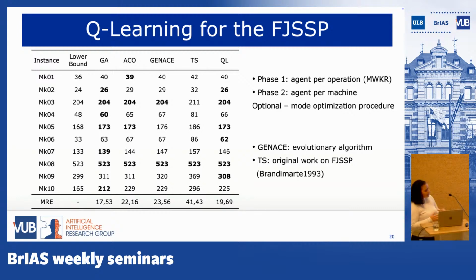And then in the second phase, once I know for all the machines who is going to execute what, I already have an algorithm that can do that, and that's the one we explained in the first part. Then we ran some experiments.